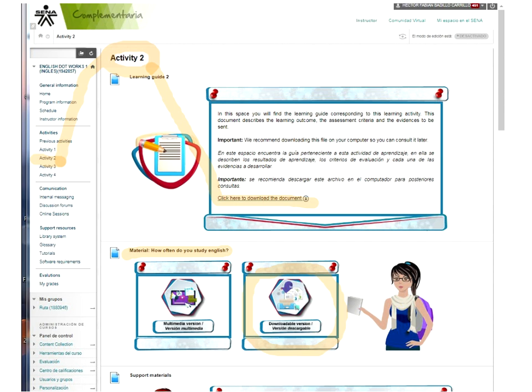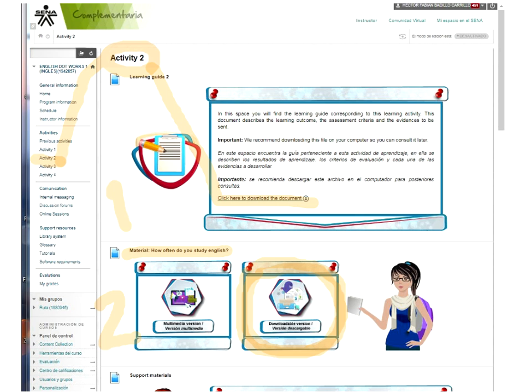Entonces, cuando hacemos clic en actividad número 2, nos va a desplegar el menú, actividad 2, y vamos a tener 2 documentos. El primero, Learning Guide, o guía de aprendizaje, que es el primer documento que encontramos, este, número 1, y el segundo, que encontramos 2 versiones, una versión multimedia y una versión descargada. Para esta sesión vamos a ver la versión descargada, esta que está en círculo.